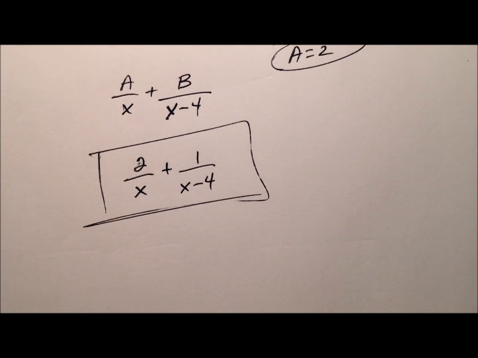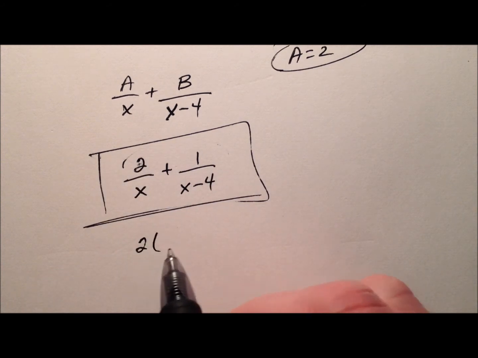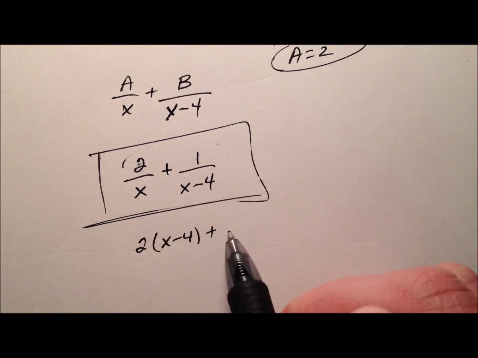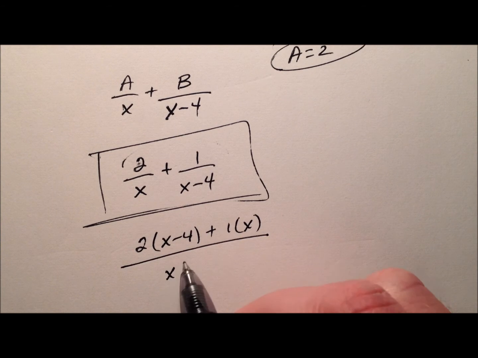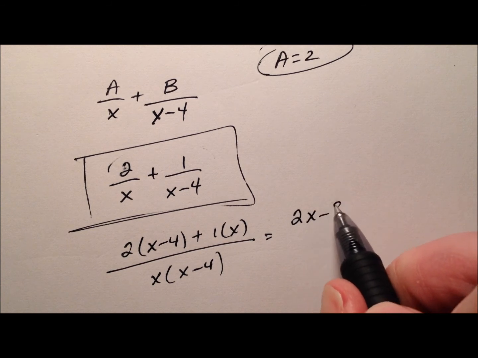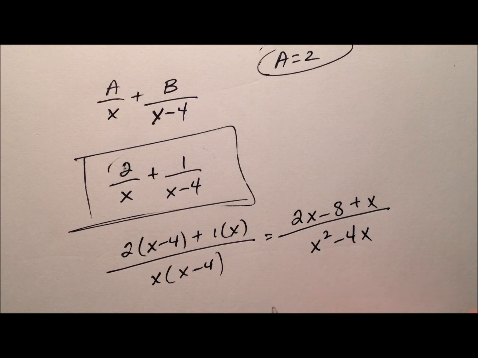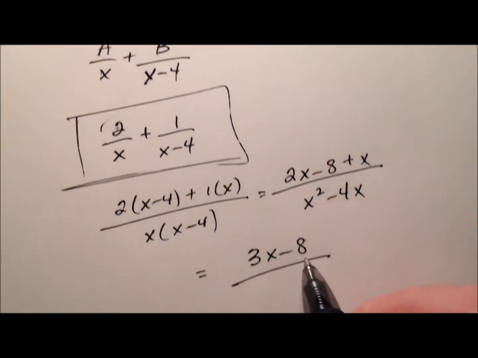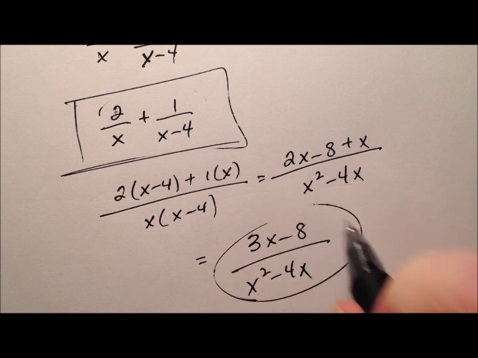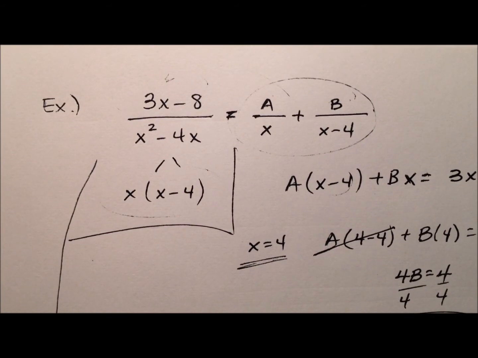But again, like I did in the previous example, let's go ahead and add these two together. I just want to show you that you're going to get what you started with, the 3x minus 8 for the numerator and then this common denominator. Okay, so let's put them together. So 2 times x minus 4 plus 1 times x all over x times x minus 4. Okay, so this is 2x minus 8 plus x over x squared minus 4x. And finally, 3x minus 8 all over x squared minus 4x. Yep, and that, if you follow me here, was exactly what we started with. So we know we've done it correctly.